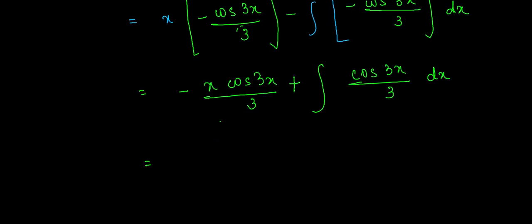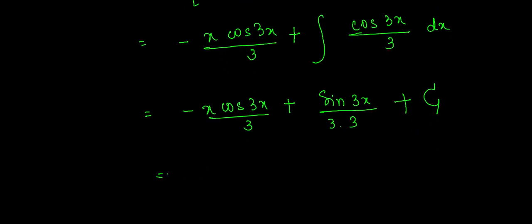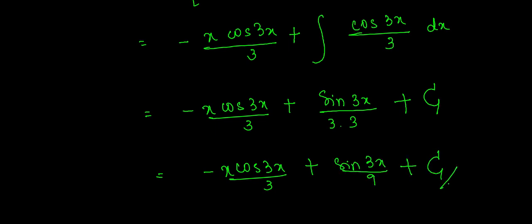So after this you write it as it is, that is minus x into cos 3x divided by 3, plus what is the integration of cos 3x? It is nothing but sin 3x divided by 3, this is my previous 3, and the differentiation of this 3x is 3 again, plus constant. So the required answer is minus x cos 3x divided by 3 plus sin 3x divided by 9 plus constant. So this is our required solution for the NCERT problem which we took.